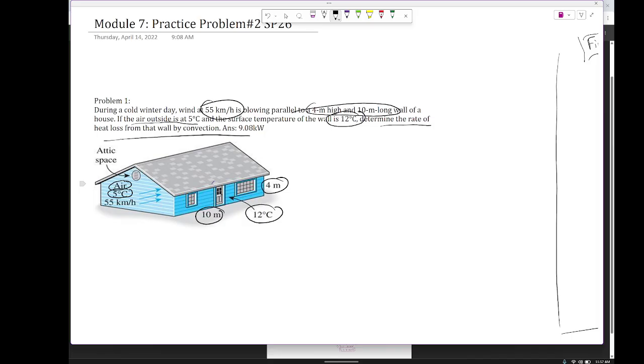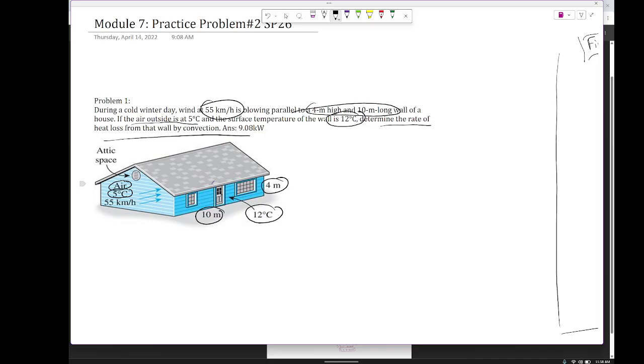Now you obviously have to find the Reynolds number for the whole side of the house. And when you find the Reynolds number, you know the Reynolds number equation, which is rho VL divided by mu. What is this L in this case? 10 meter. Everybody understand this? So your L is 10 meter.